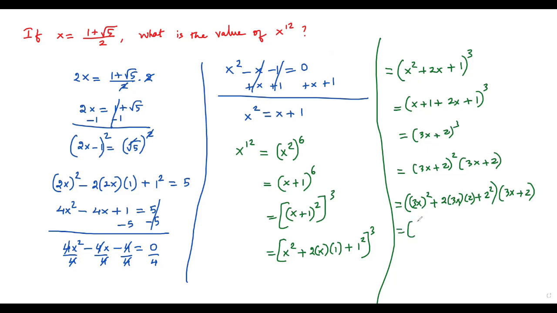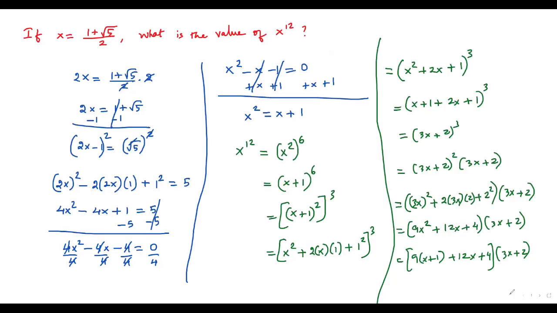Okay, here when I simplify this one, that is (3x)², I'm getting 9x² + 2 times 3 is 6x, 6x times 2 is 12x, + 4, times (3x + 2). And here for this x², we can plug in x + 1. Then 9 times (x + 1) + 12x + 4 times (3x + 2). Okay, now let me continue on the next page.